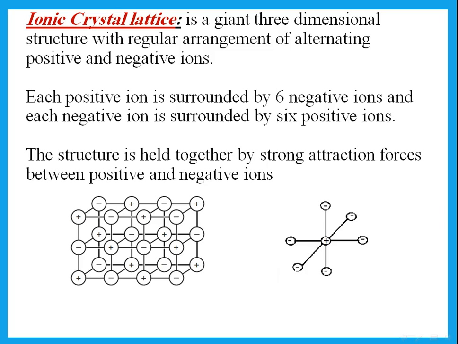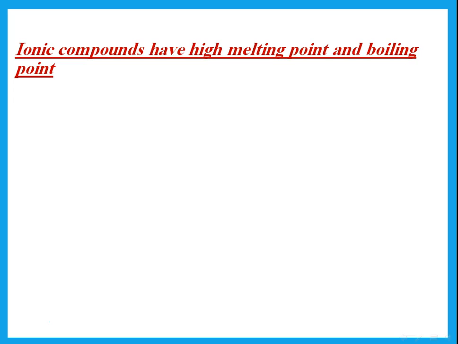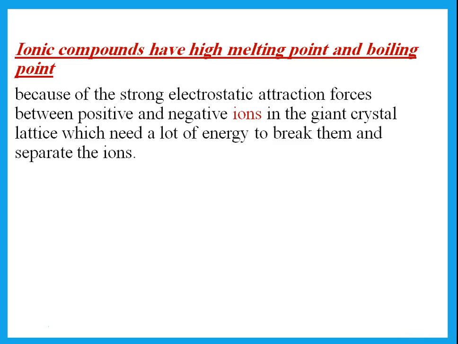And this structure is held together by strong attraction forces between all these positive and negative ions. So in that case, it will need a lot of energy to be broken, and that's why the melting point of ionic compounds is very high. So the melting point of sodium chloride, for example, is about 800 degrees centigrade. So ionic compounds have high melting point and high boiling point because of the strong electrostatic attraction forces between the positive and negative ions in the giant crystal lattice, which need a lot of energy to break them and separate the ions.